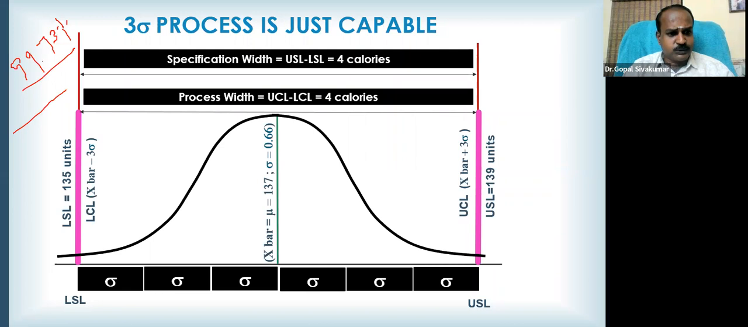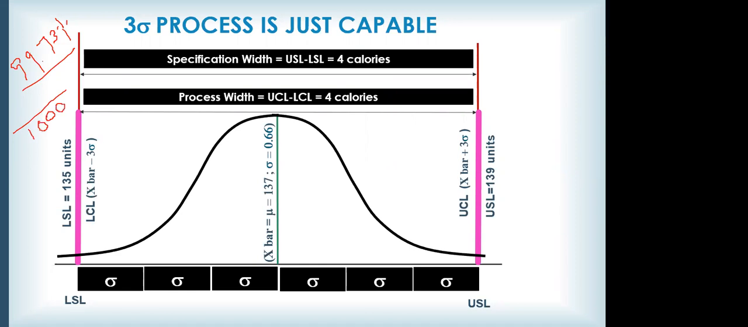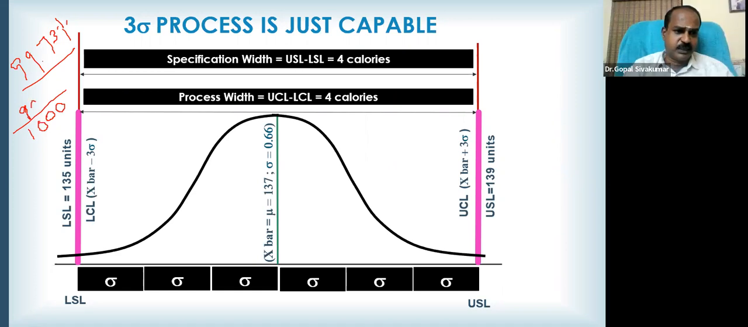Imagine you produce 1000 milk bottles. Now how many milk bottles will be inside the spec, according to the sample you have studied? 997. Very good. 997 milk bottles will be inside the spec. Customer will be happily buying the 997. So how many milk bottles will get rejected? 3 milk bottles will get rejected.